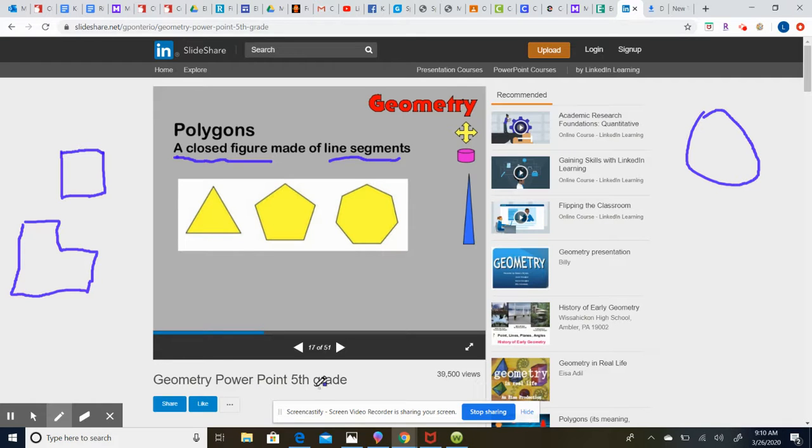So let's think about it. Is it a closed figure? Yes. But is it made of line segments? No. So unless both of these are checked yes, it is not a polygon. Okay? So most of the shapes that you can think of are going to be polygons. But you just have to remember it needs to be closed and it has to be line segments. So circles, ovals, things like that are not polygons.